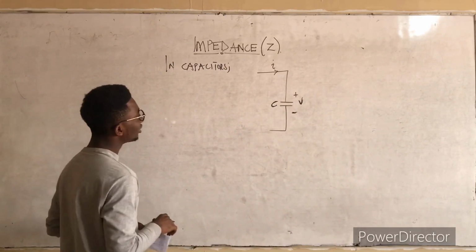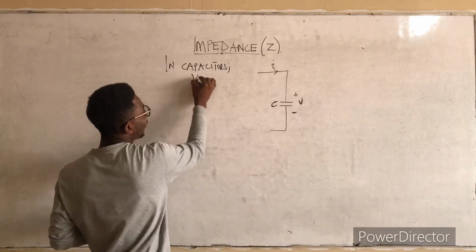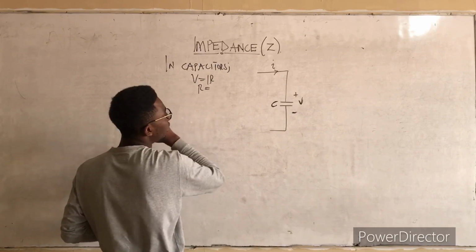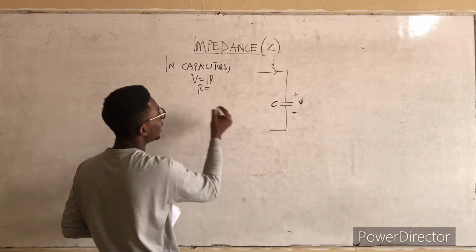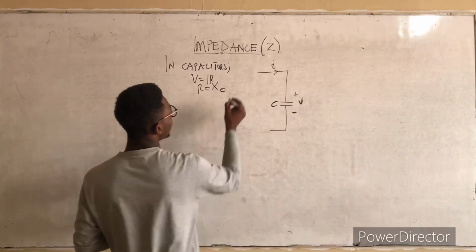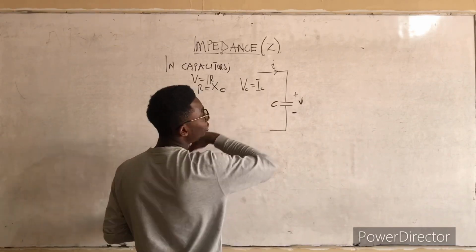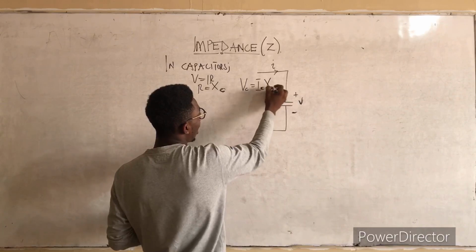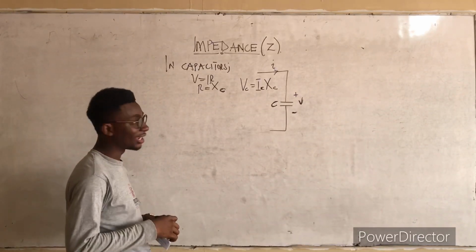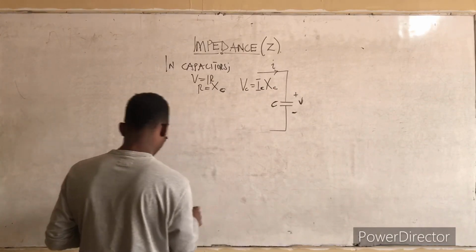Now there's something you're also supposed to note here: as I said, from V is equal to IR, the resistance in the capacitor is known as the capacitive reactance. So here you can find the voltage across the capacitor as I_C, the current is always the same, times the capacitive reactance. V is equal to IR, but the resistance here is the capacitive reactance.